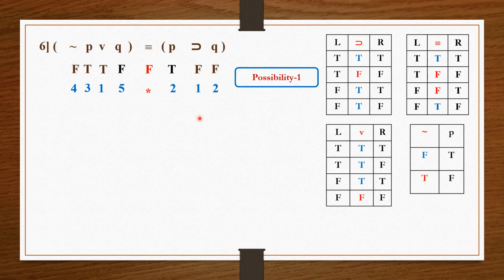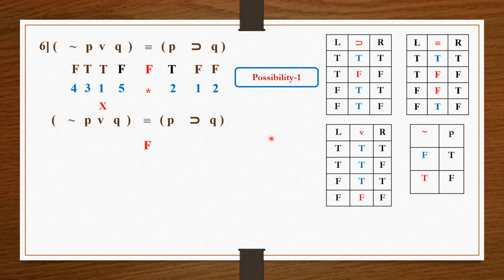Now since we have assigned the truth values to all, we'll have to check whether there is any inconsistency. You can see that not P is false and Q is false, so wedge has to be false. But this is true, there is inconsistency in step number 1. So our assumption is wrong. So we'll have to solve the second possibility.